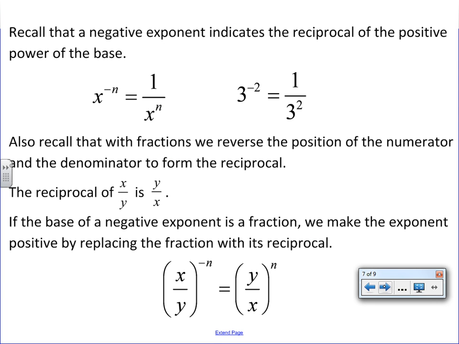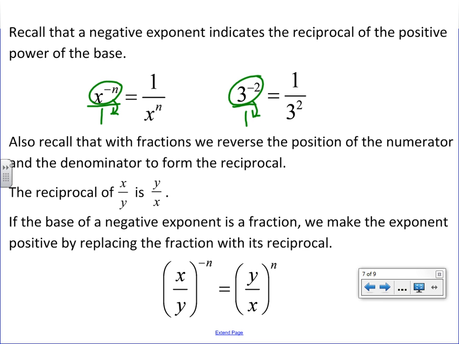Recall that negative exponents indicate the reciprocal of the positive power of a base. We talked about this just the other day. To change that negative exponent to a positive, we can put it over 1. Whatever that negative exponent belongs to, we move it across that fraction bar. So whenever we do that, we're left with a 1 on top, x to the positive n on the bottom. It works just the same if we're using numbers instead. So I put it over 1, take that negative exponent, move it across the fraction bar, leaves me with 1 on top and 3 to the positive 2 on the bottom.